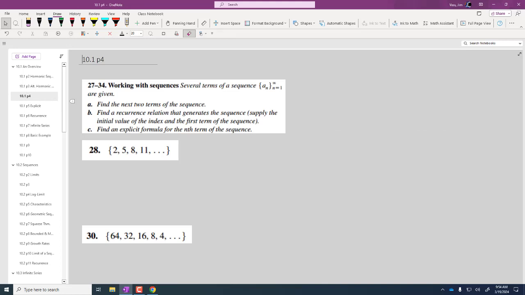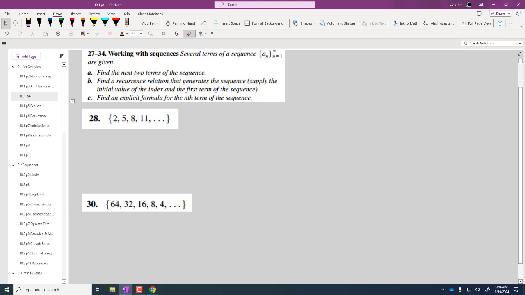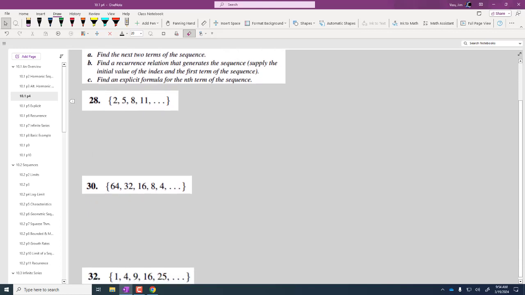So let's take a look at some sequences here. This says find the next two terms of the given sequence and then find a recurrence relation and then find an explicit formula. Sometimes one is easier to create than the other. Sometimes it's easier to write it as a recurrence relation. Sometimes it's easier to write it as an explicit function. Just kind of depends.